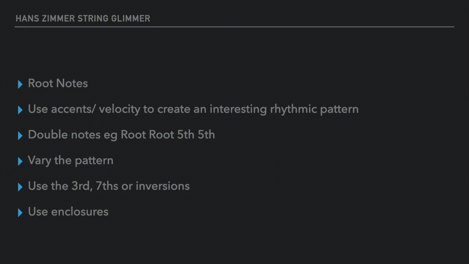So 6 steps: root notes, velocities for accents, pairs of notes in roots and fifths. You might want to change the pattern a little bit. Then you might want to think about using thirds or other notes. Sevenths work great, for example. And then if you want to try doing an enclosure, which is surrounding a note in that pattern with a note that's from its key, you can as well.